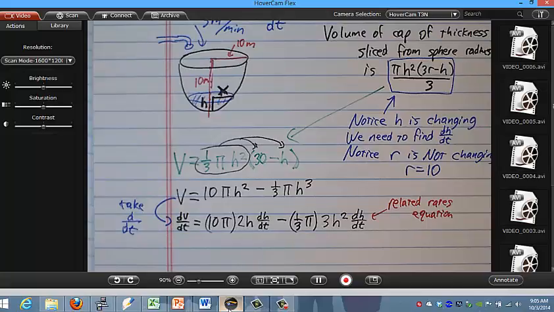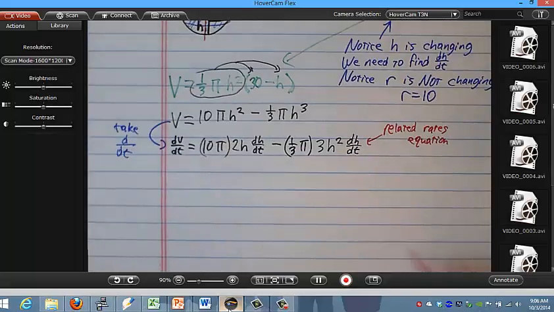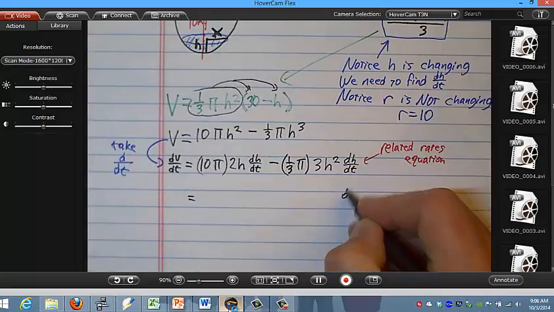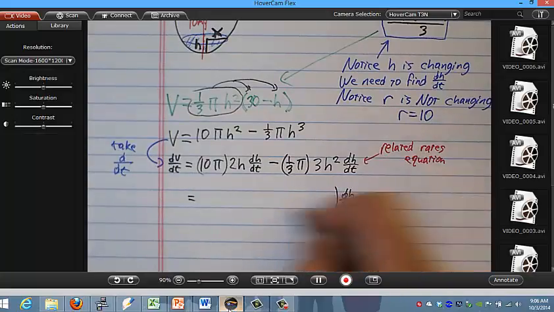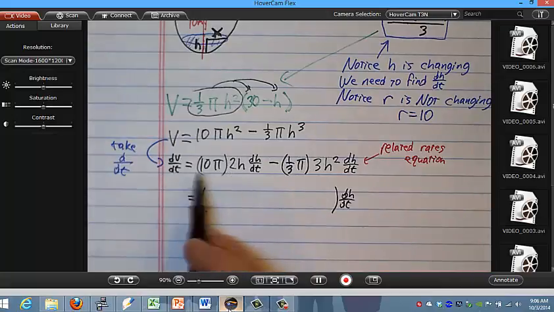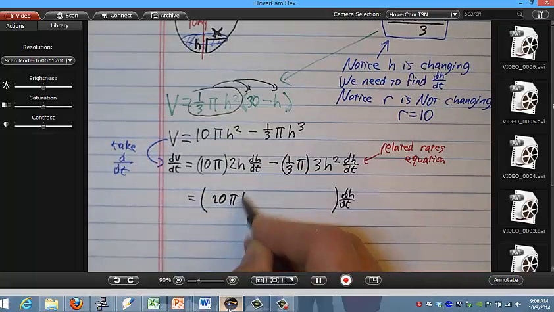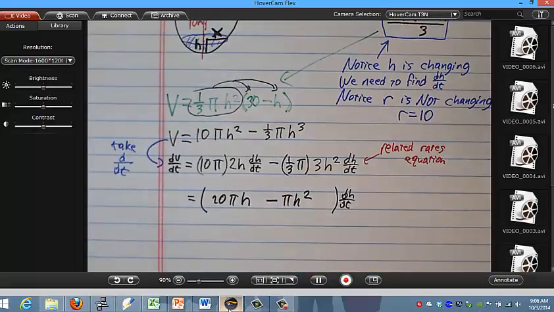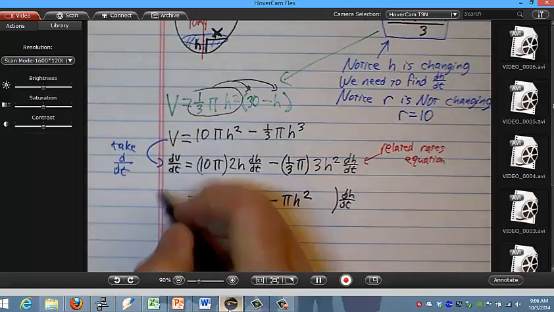You guys have questions? So what's the next step? What's that? We want to get dH/dt by itself? Sure, we could do that. I mean, I guess I could say that this equals, because I already have dH/dt on this side, right? It's dH/dt times a bunch of stuff. Let's see what it would be. This is 20 pi h minus, and this is just pi h squared, right? Because the 3's cancel. And this is equal to dV/dt.